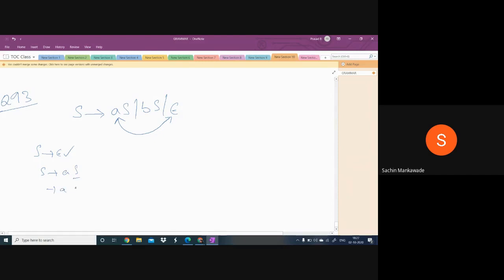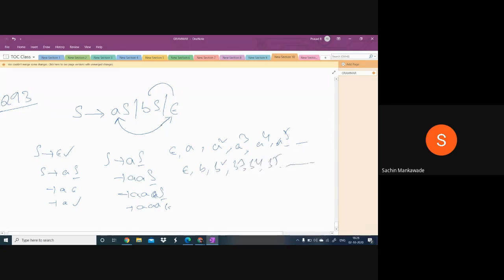then S to AS, then S to epsilon, I will get A. Or go for AS, again S to AS, then S to epsilon, you will get A square. Or S to AS, then S to epsilon, you will get A cube, A power 4. So from these two productions, you will get epsilon, A, A square, A cube, A power 4, A power 5, A power 6, and so on, only A's. If I take the other two, you get epsilon, B, B square, B cube, B power 4, B power 5, only B's.